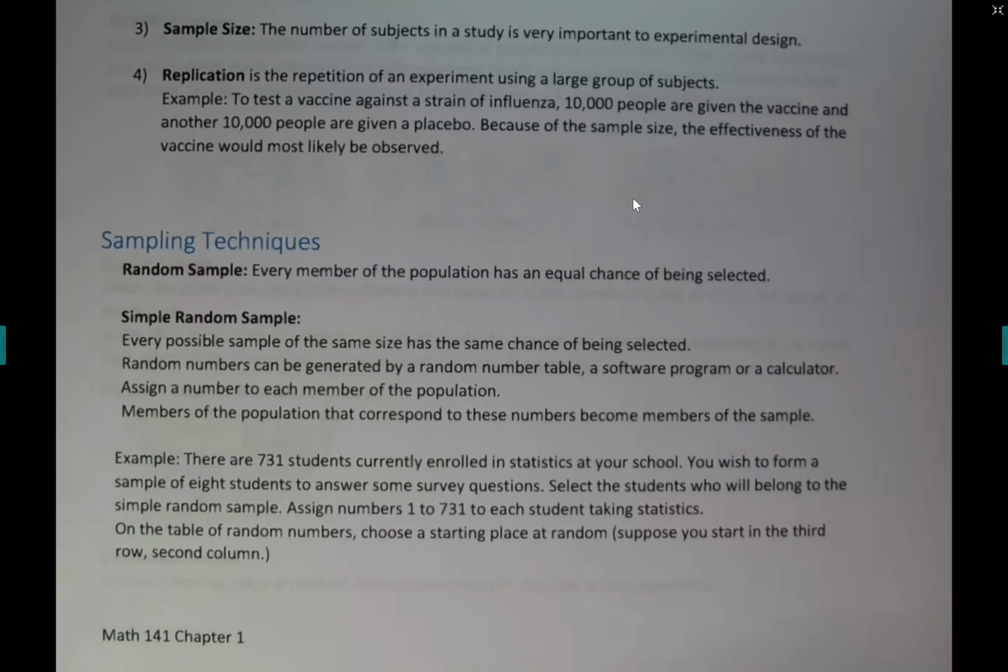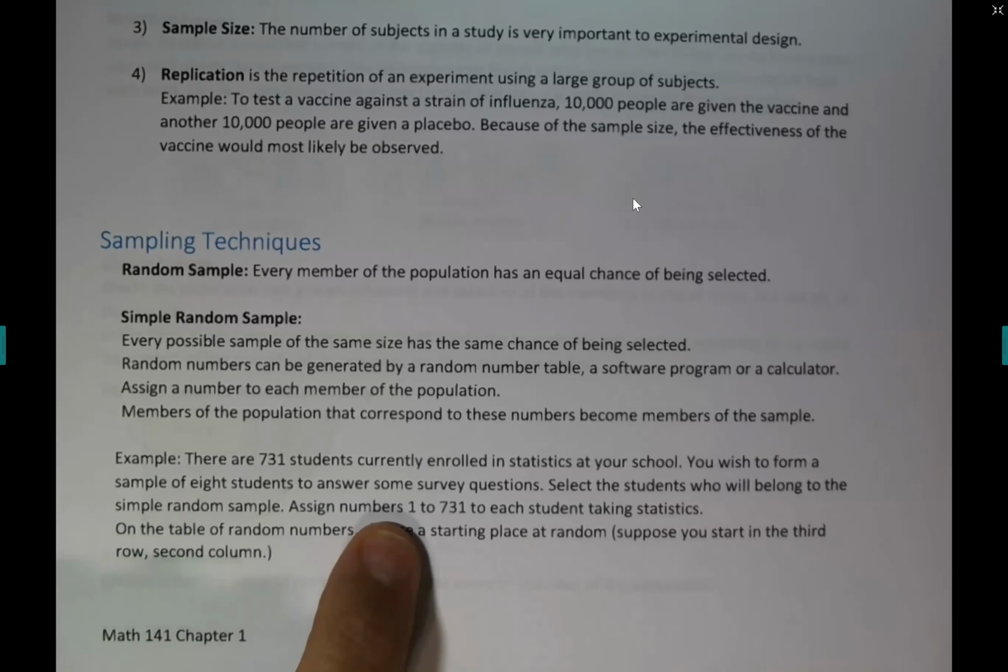So look what we do, guys. We're going to assign a number to each student from 1 to 731. Since 731 is a 3-digit ID, we should be fair with all students, and all students should have a 3-digit ID. So what would 1 be as a 3-digit number, guys? How can I make 1 a 3-digit number?